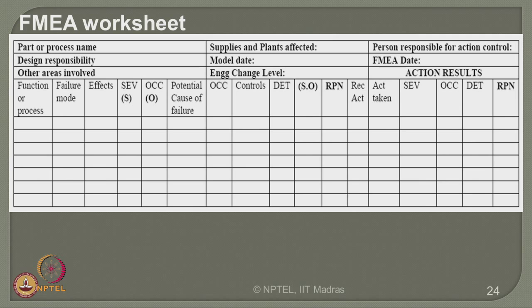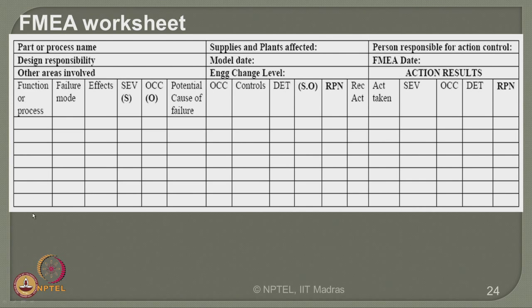This is the detailed spreadsheet of an FMEA which talks about the part or the process name, the supplier's identification, the person responsible for action control, which date the FMEA is performed, what is the model date, because experiments need to be conducted, what is the design responsibility, what are the areas involved which will have corrective measures, what is the engineering change recommended at different levels of analysis, what are the action results.